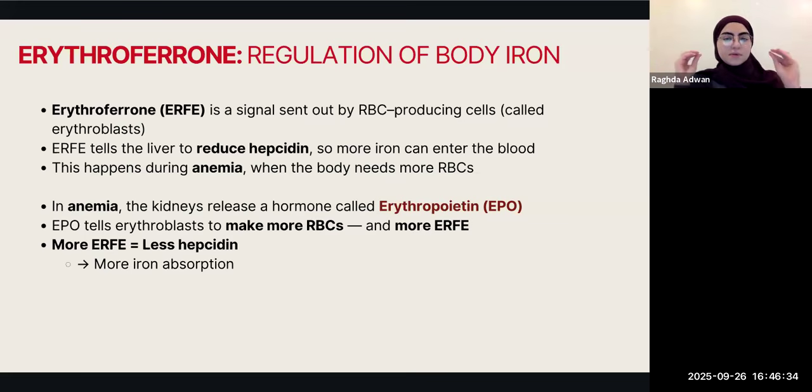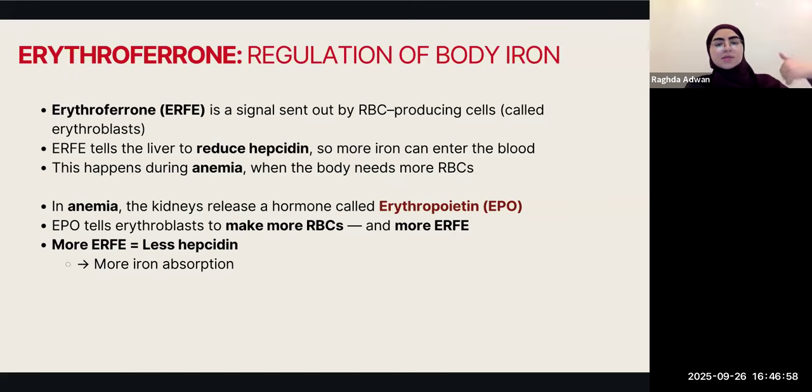So if you don't have enough red blood cells, if you have anemia, your kidneys will release erythropoietin, EPO. EPO is going to cause an increase in release of erythroferron. Erythroferron is going to tell the liver to stop making hepcidin so that we can have more iron. Okay? Just understand the sequence of things.